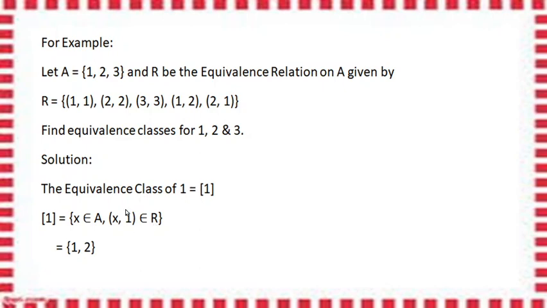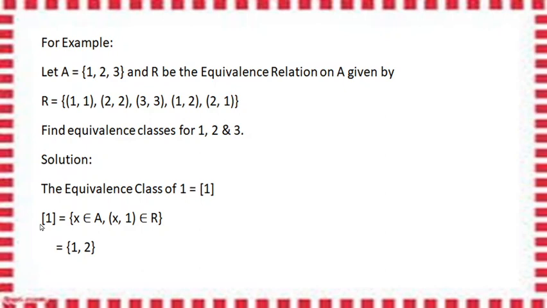So now the second element is fixed, that is 1. Now you find out in the given relation all those elements which are related to 1. So 1 is related to 1, another is 2. 2 is related to 1. So 1 and 2 will come in this equivalence class of 1.